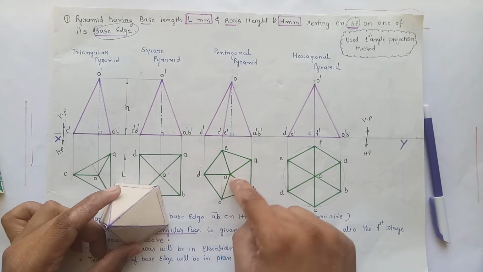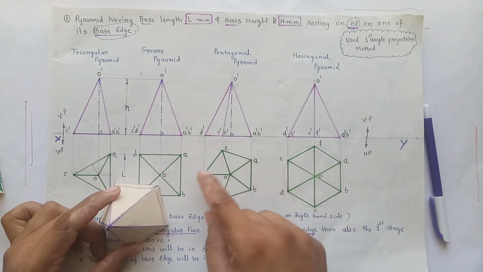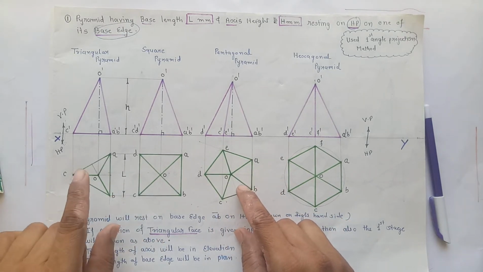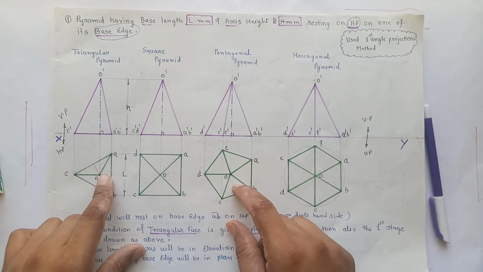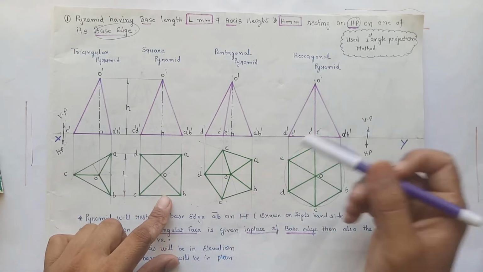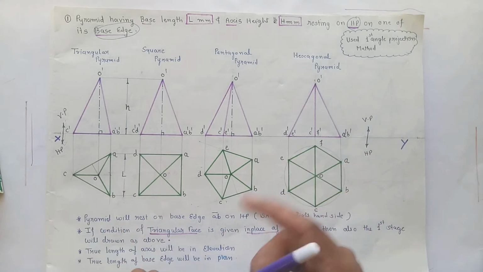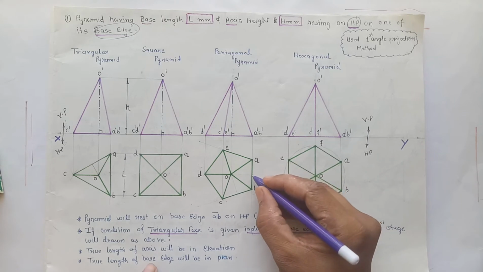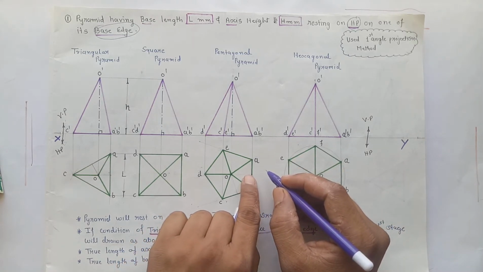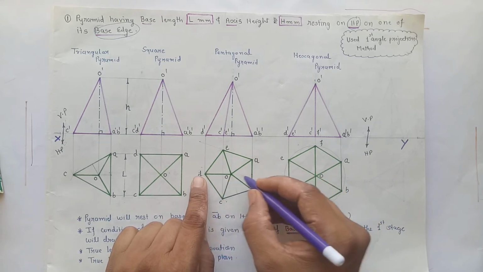Mark the center point of the pentagon. Now here you have to follow one procedure to find out the center of the pentagon. The procedure will remain the same in triangle and pentagon. So what we have to do to find out the center: mark the midpoint of one of the base edges over here. So this will be the midpoint of the base edge AB. Now join the midpoint to the opposite corner, that is to D, and draw a line.